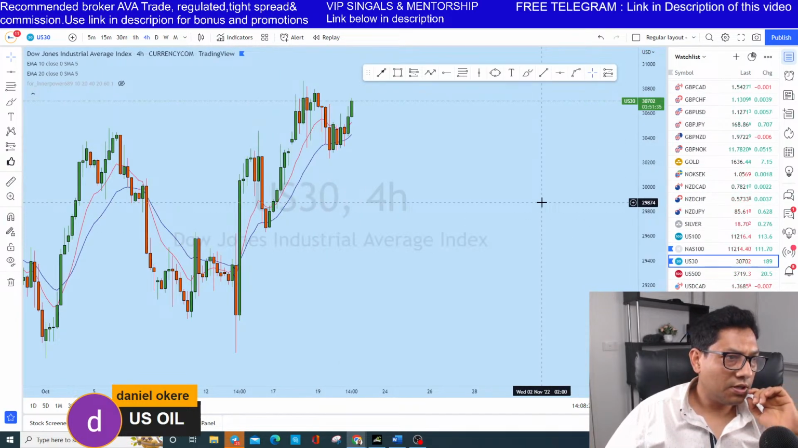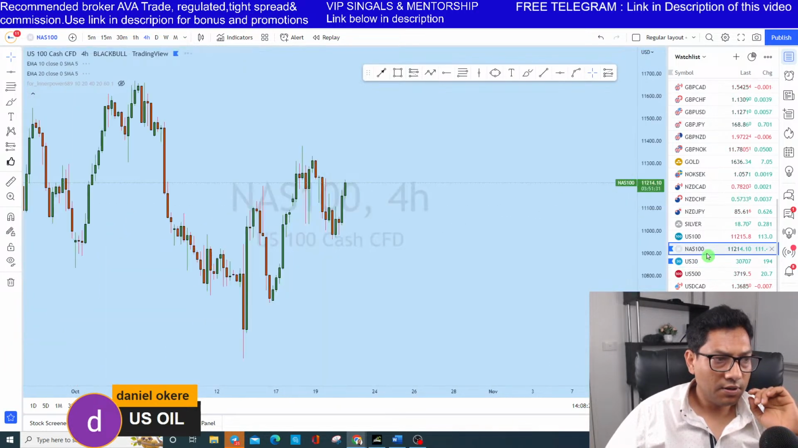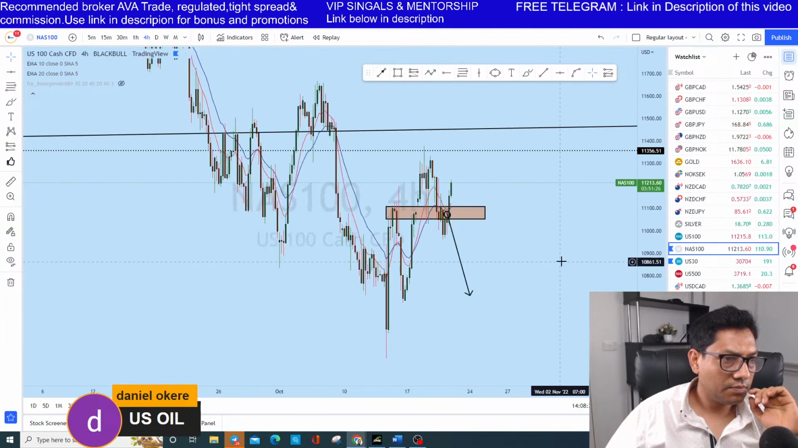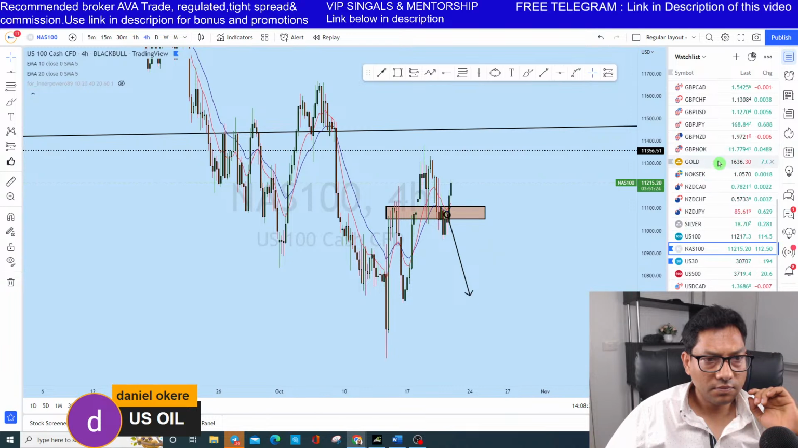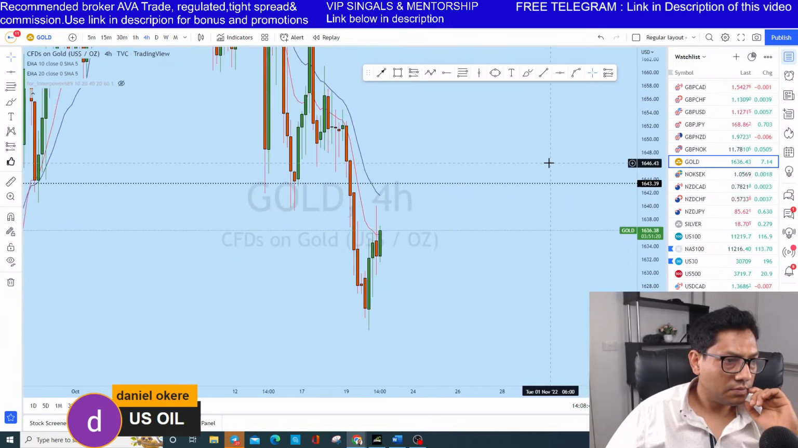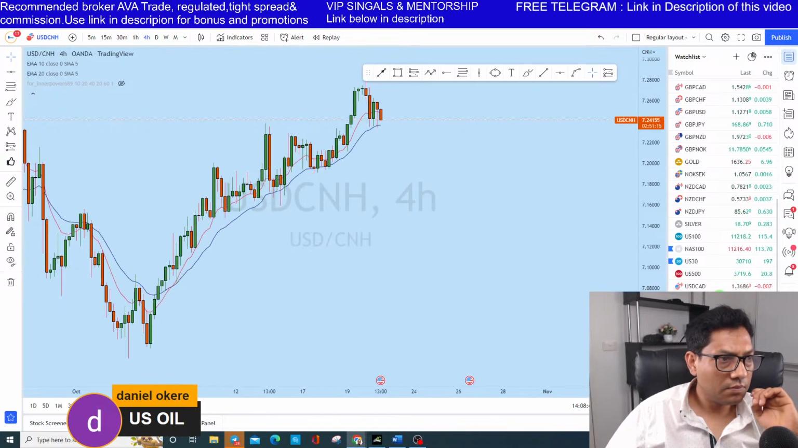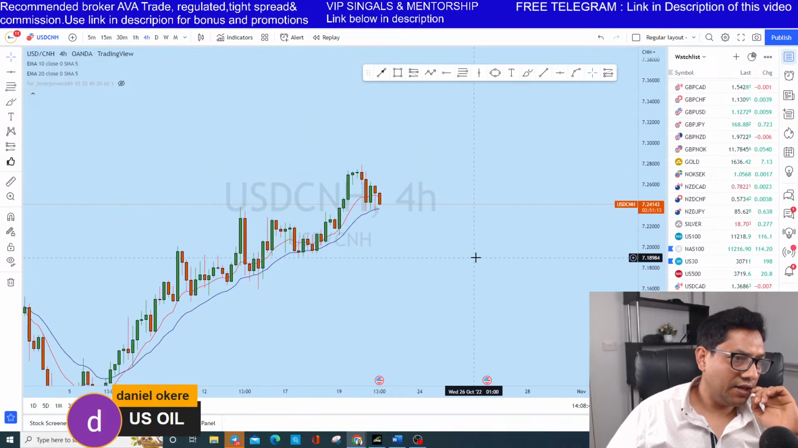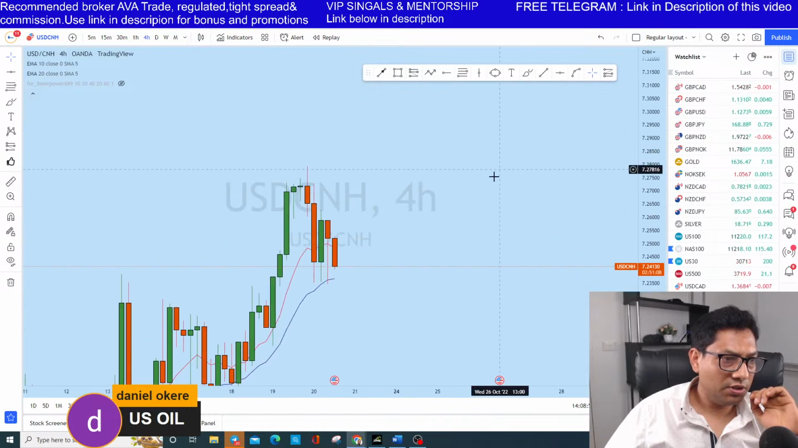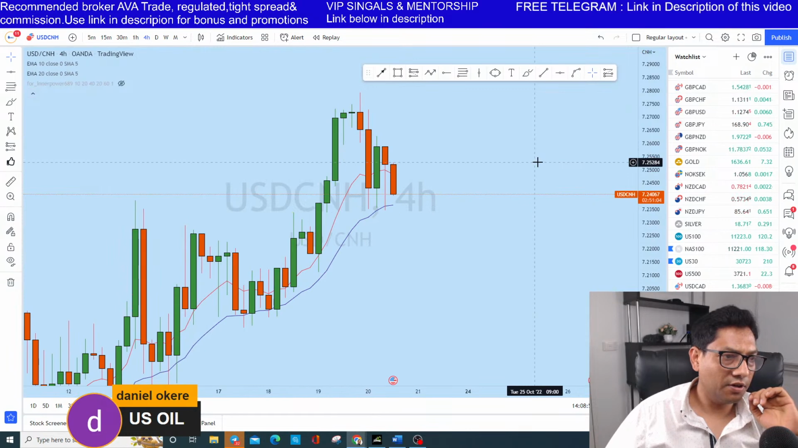So US30 has some spike, NASDAQ. USD CNH, to me, I don't know how many of you trade USD CNH. It has created what for me is a very strong reversal pattern.